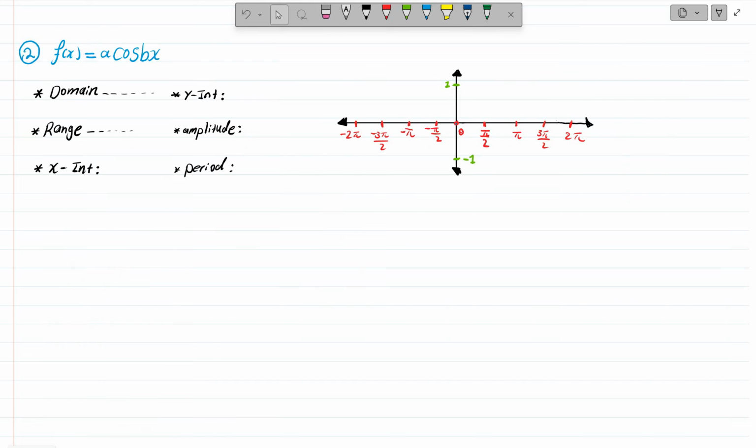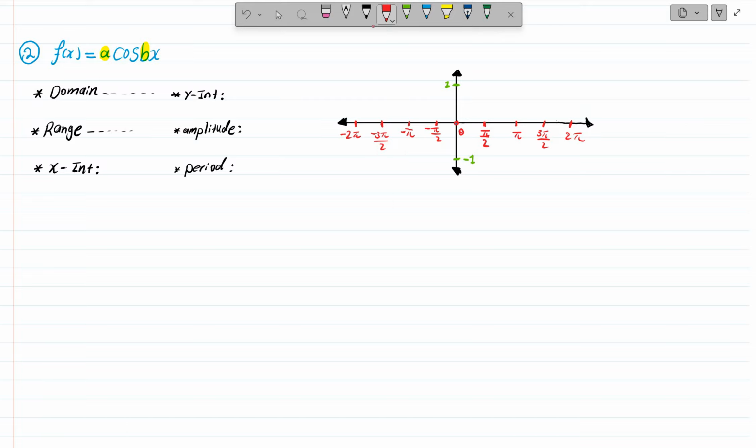Okay, students, right now let me explain the second one, which is cosine x, the cosine function. Cosine is similar to sine. We have so many points in common: the value of a represents amplitude, responsible for range, and the value of b is for period.